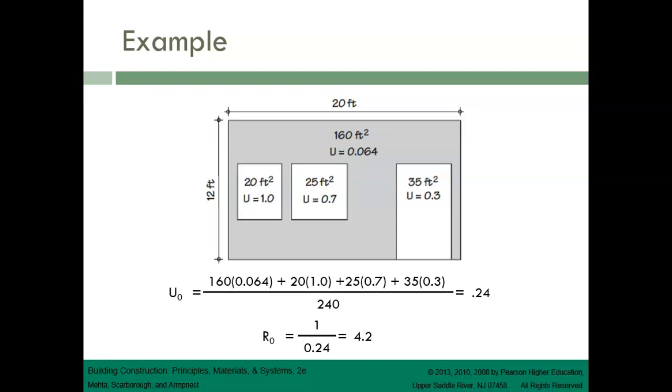So if our overall U value of this wall assembly is 0.24, and I wanted to know the equivalent R value, I would simply take 1 and divide it by the U value. In this case, the overall R value of this wall is 4.2, and that's an average based on the areas of each individual component and their U values.